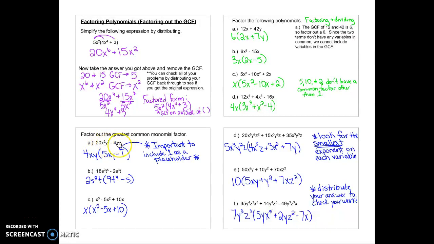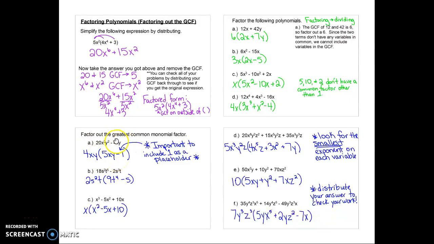Okay? I have an x that shows up in both of the terms. The smaller of the two is an x to the first. I have a y that shows up in both of the terms. The smaller of the two, again, is a y. Now you have to go through and divide. So 20 divided by 4 is 5. X squared divided by x is x. Y squared divided by y is y.